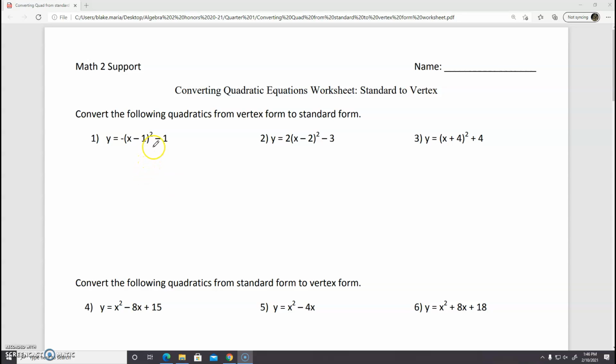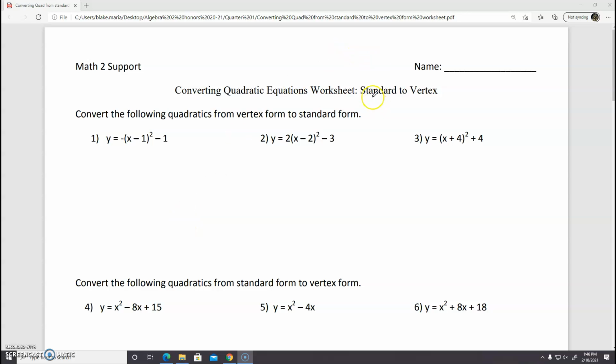Now, same concept with standard. We learned how to pull out your vertex, how to get your axis of symmetry, the formula for that. But we didn't learn how the two forms relate. You can actually toggle back and forth between vertex and standard form.